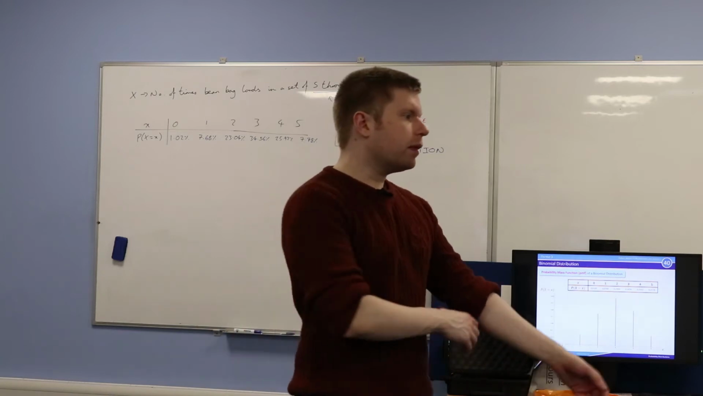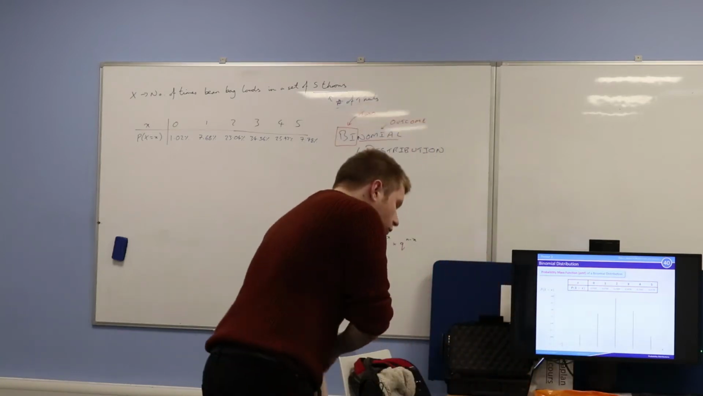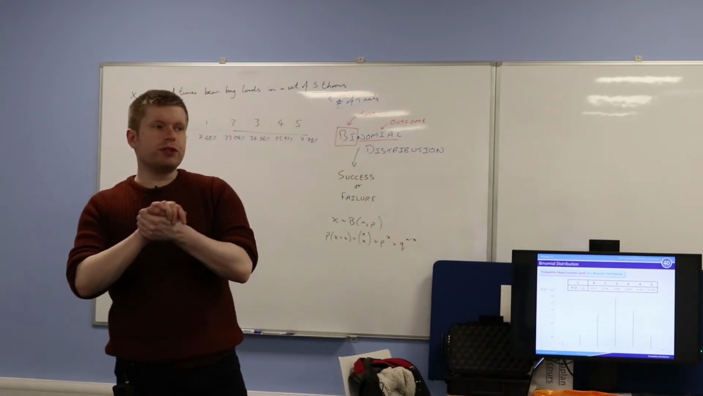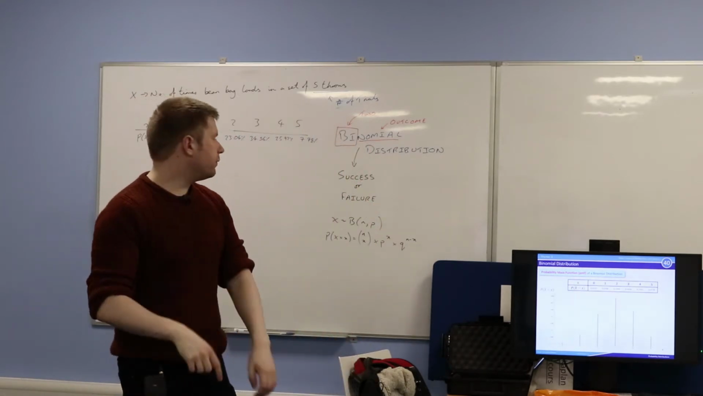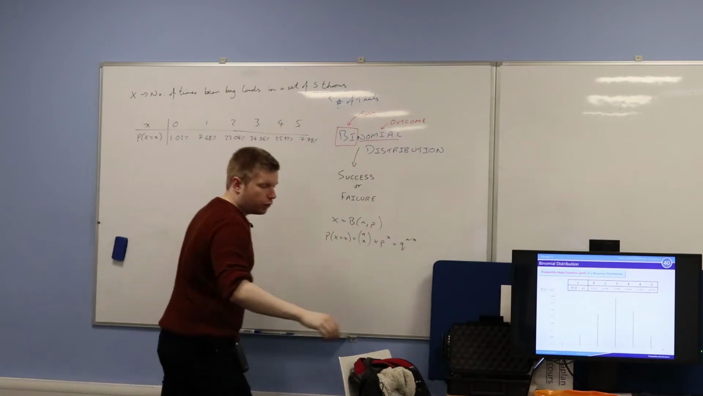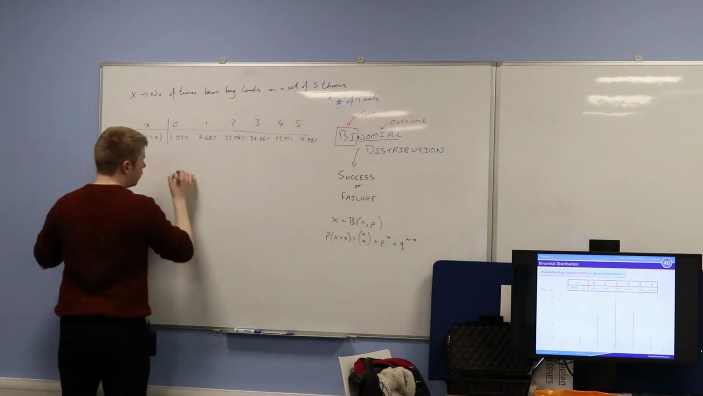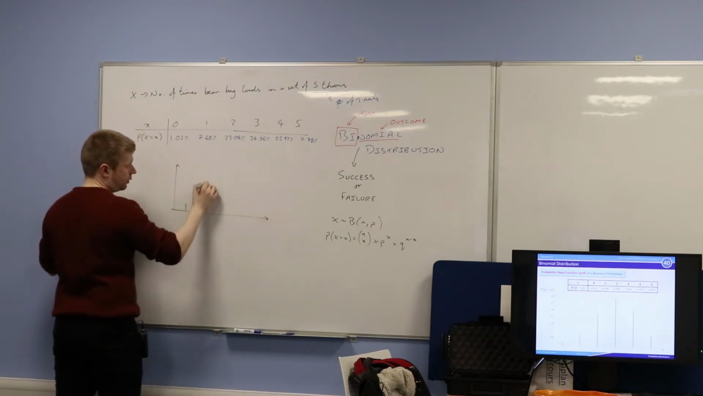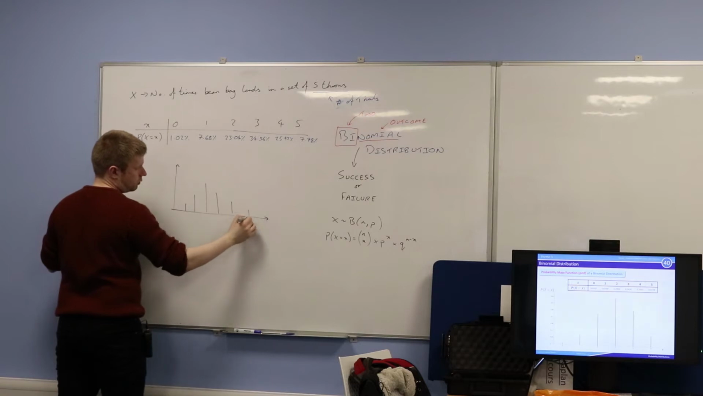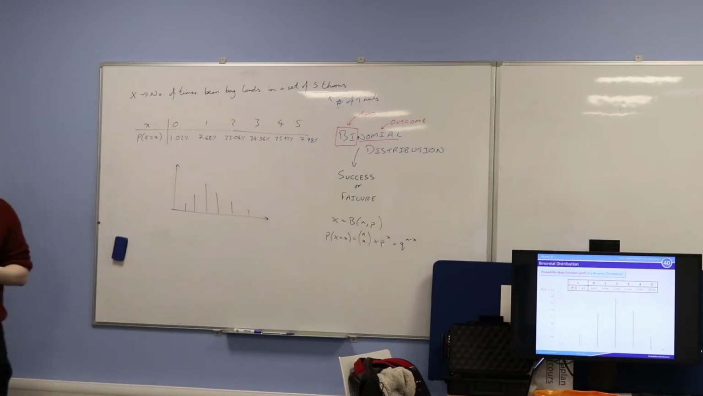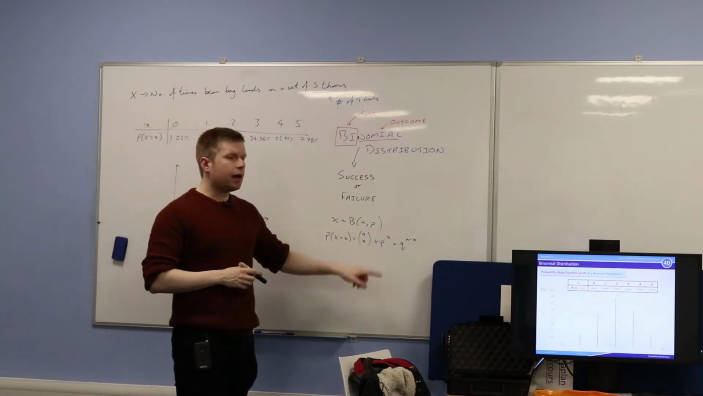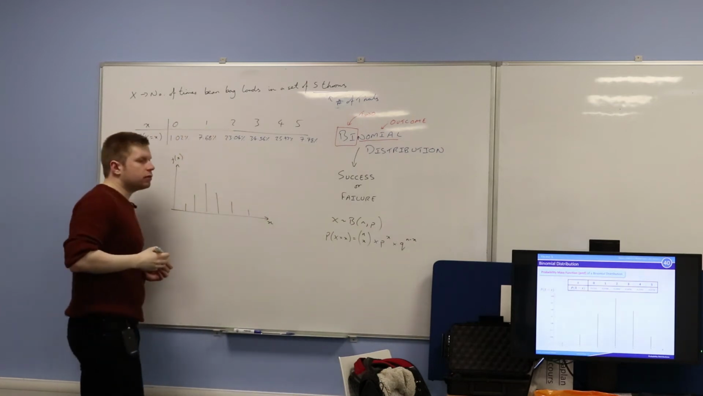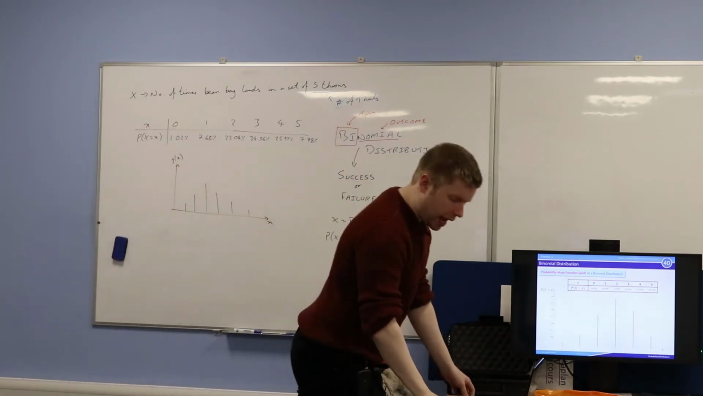Good. So what I want to do then is explore what's going to happen if you change these two parameters. At the moment, we have a graph that looks something like this. Along the bottom you've got x, and the probability that X equals x. What's going to happen if you change n and p?